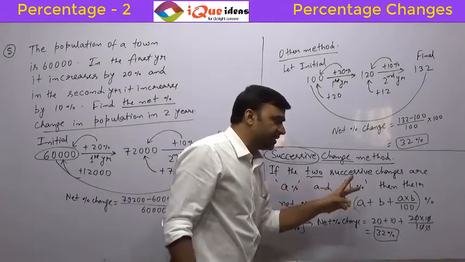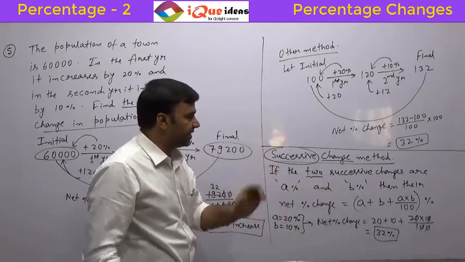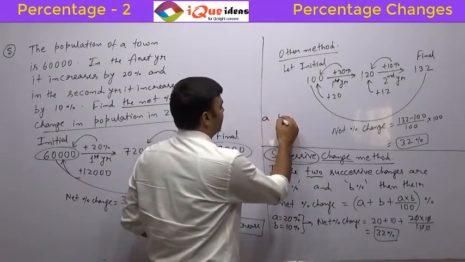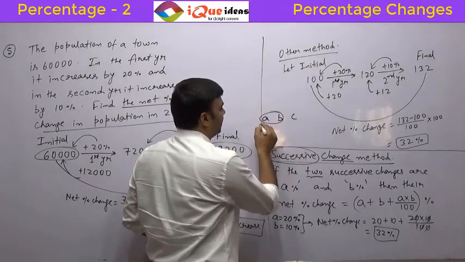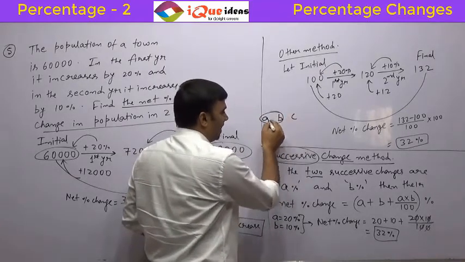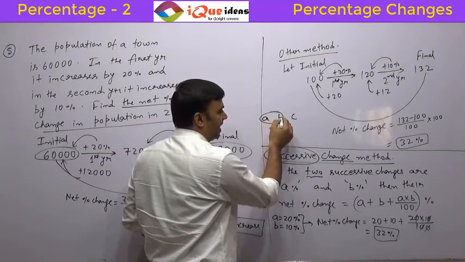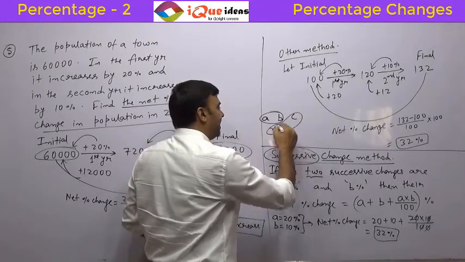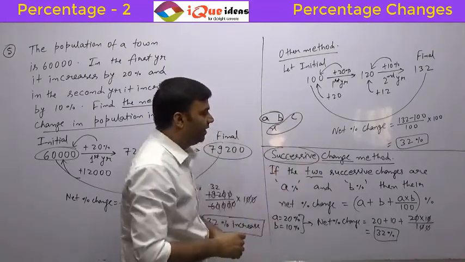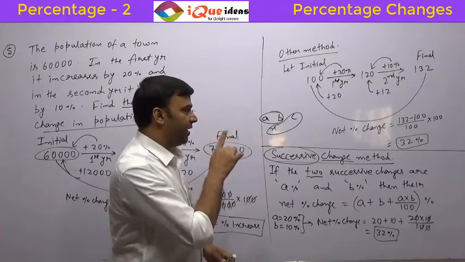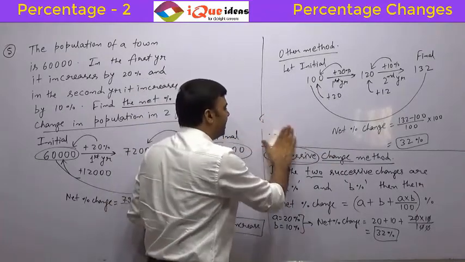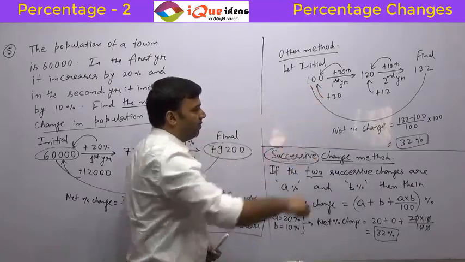If there are three changes, then what do you need to do? First, find the successive change of, let's say if there are three changes A, B, C. First, find the net change of this, let's say it is X, by using the formula A plus B plus AB by 100. And then take X and C as successive to find the net change of X and C. That will be the net change of ABC, right? But in that case, I think this 100 method will be more useful.